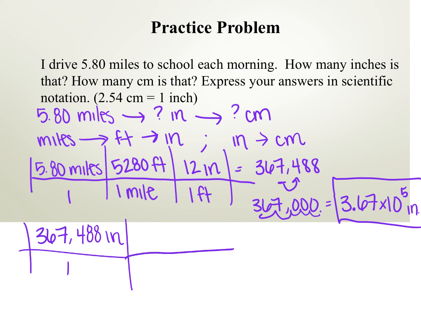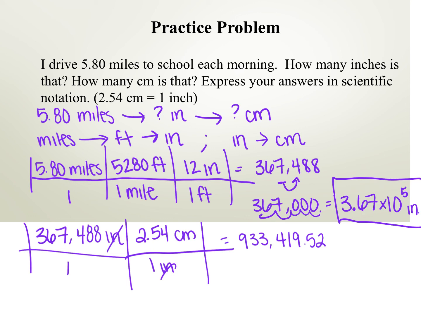How many centimeters are in an inch? 2.54. Okay. Does the 2.54 have to go on top or bottom? Okay, so there's 2.54 centimeters in 1 inch. Okay. So now what do you get when you multiply those two? 933,419.52. Okay. Do y'all agree with that number?